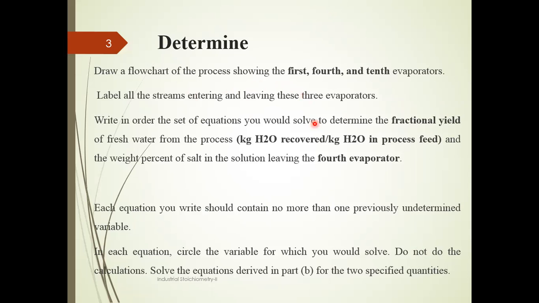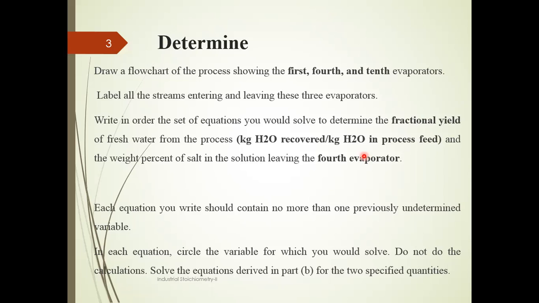From the freshwater, fractional yield is the amount of water recovered per amount of water processed in the feed, that is our salt feed water. So we have to determine the solution leaving the fourth evaporator. If we are talking about the fourth evaporator, then we have to draw the first evaporator and fourth evaporator, and at the end the 10th evaporator.